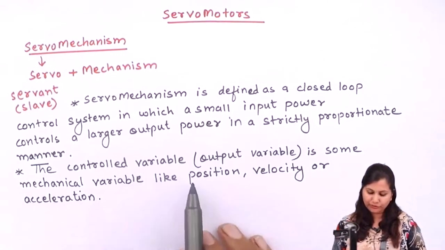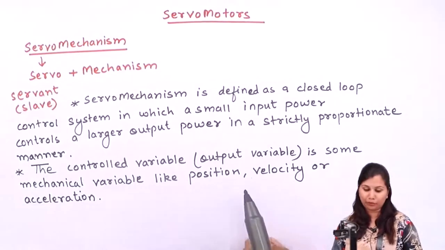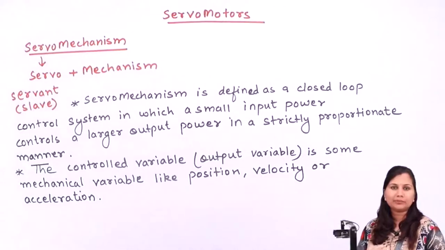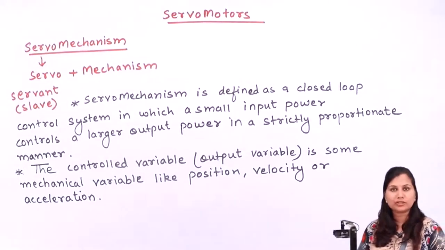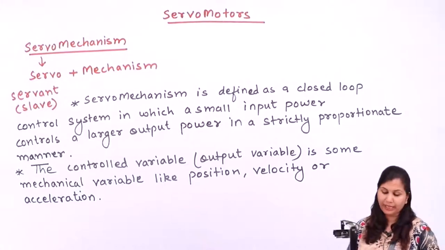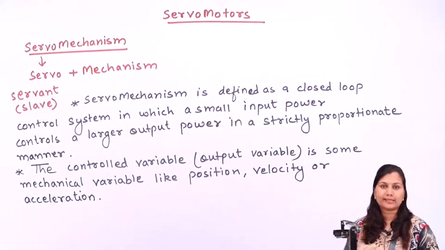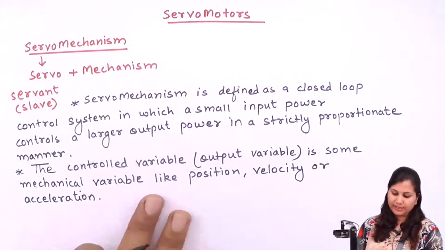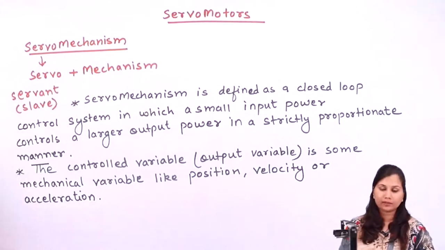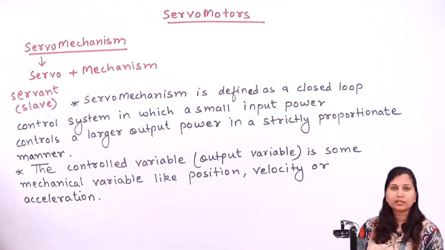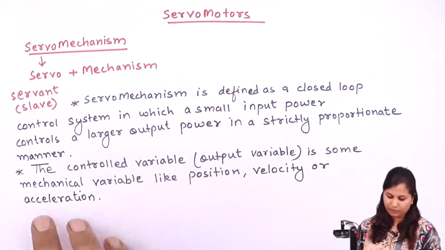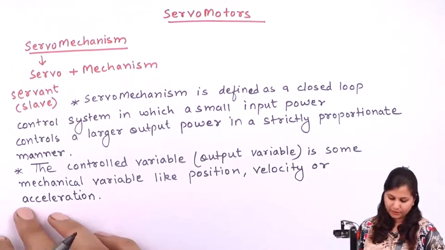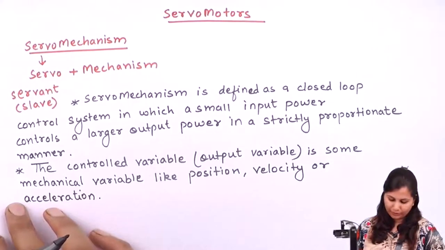So the controlled variable or the output variable of the servo motor is any mechanical variable. It can be position, displacement, velocity, or acceleration. And these servo mechanisms or servo systems are used in automatic control systems. So the application of these servo systems is in automatic control systems.